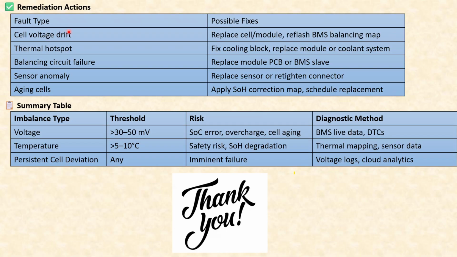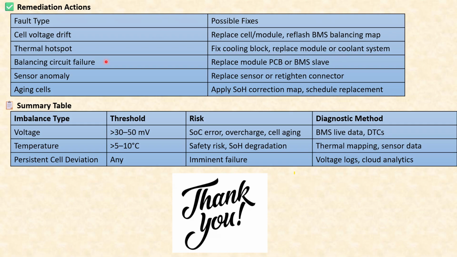And the remedial actions are based on the fault type. We will talk about remedial actions for every fault type. So for cell voltage drift or voltage imbalance, the possible solution is to replace the cell module or reflash the BMS balancing map. And talking about the thermal hotspot, fix the cooling block, or replace the module or coolant system.